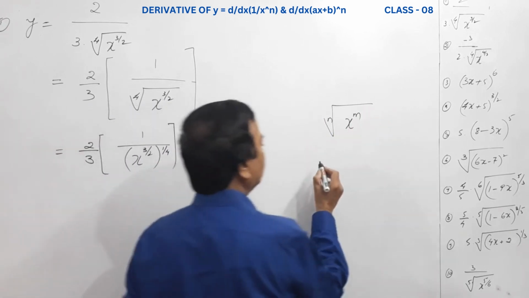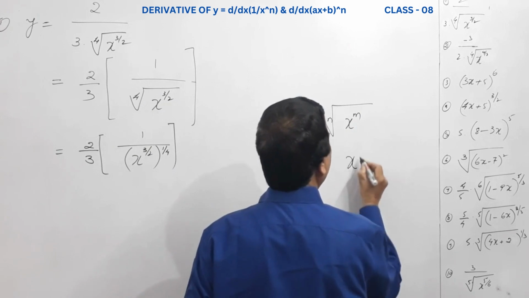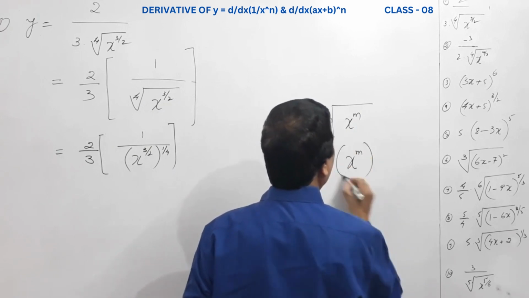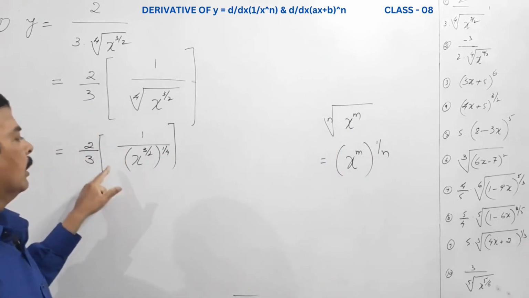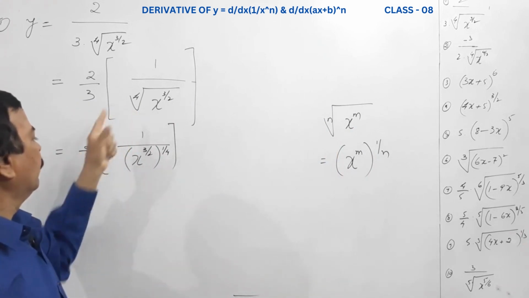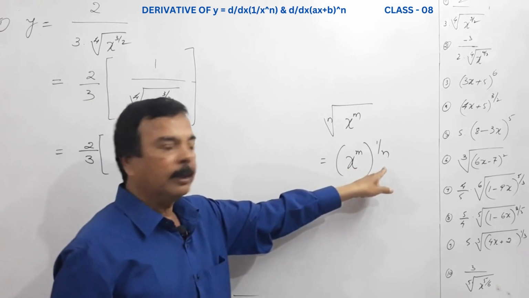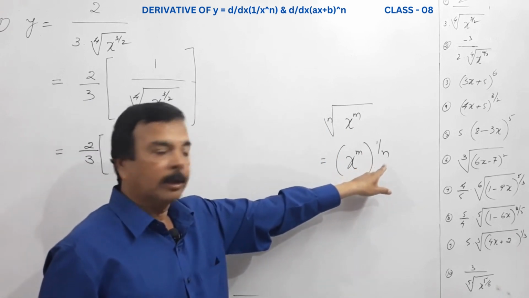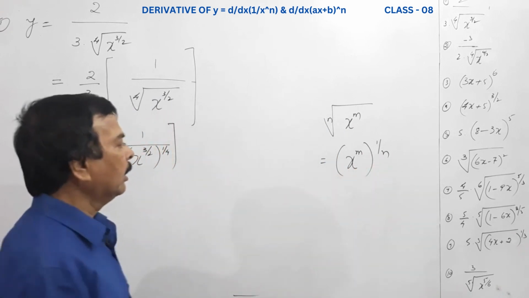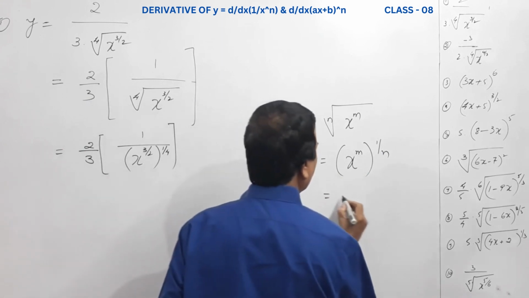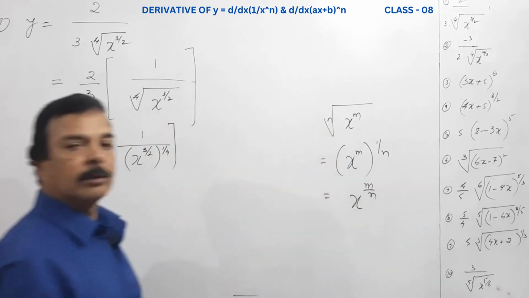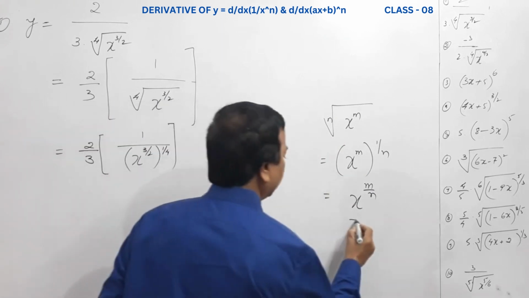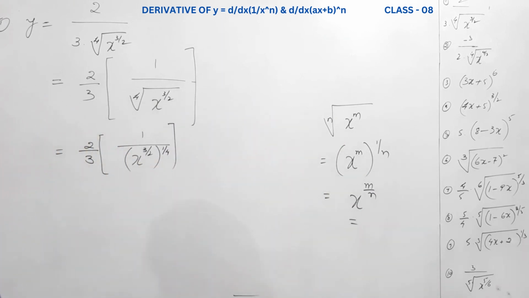The solution for this is what? We know that this becomes x to the power of m into 1 by n. So here, that's what I have done. This fourth root I have removed, I have put 1 by 4. So this further equals x to the power of m by n. So the solution for this is this. Similarly, what happens here?